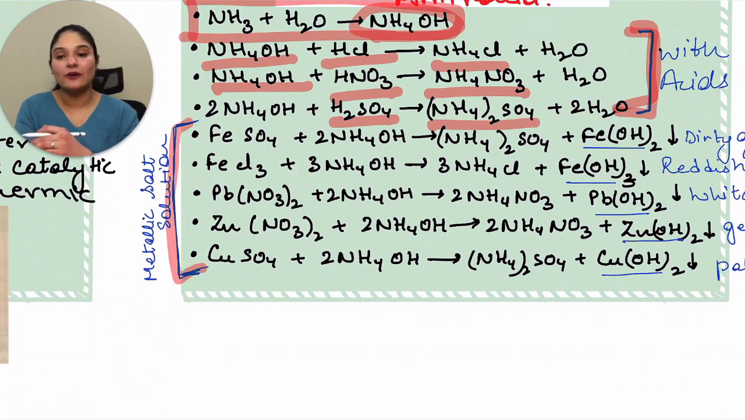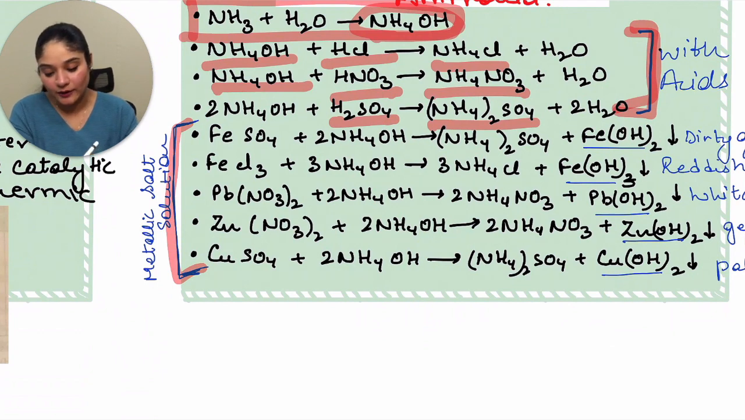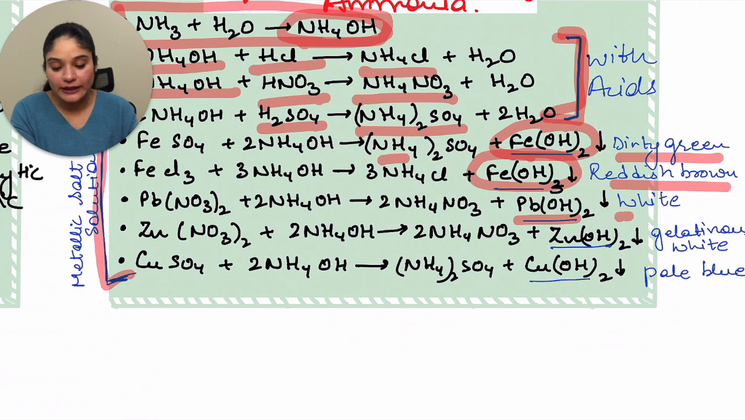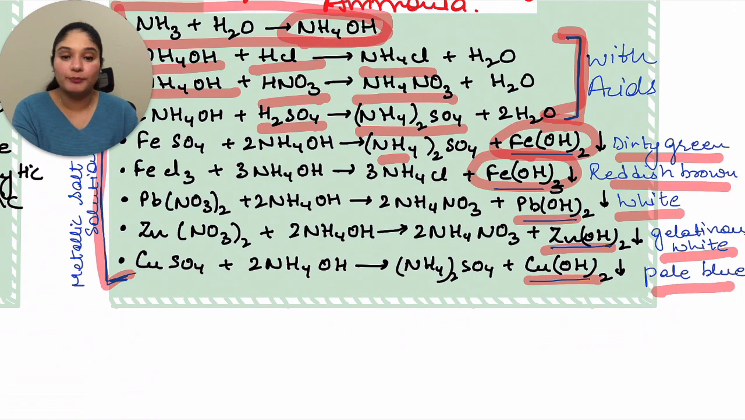That is, you have different salts: iron sulfate, iron chloride, lead nitrate, zinc nitrate and copper salts. They are reacting with ammonium hydroxide and you are getting a salt plus a precipitate, a PPT. So Fe(OH)2 is a dirty green PPT. Fe(OH)3 is a reddish brown PPT. Lead hydroxide is white. Zinc hydroxide is gelatinous white, and copper hydroxide is pale blue in color.